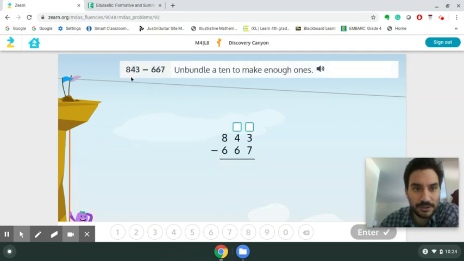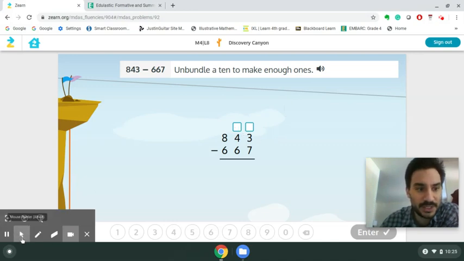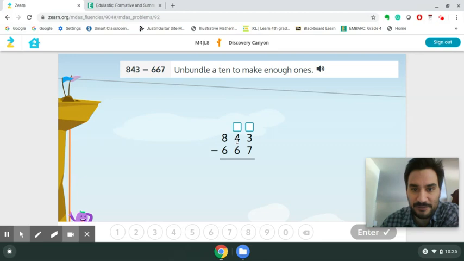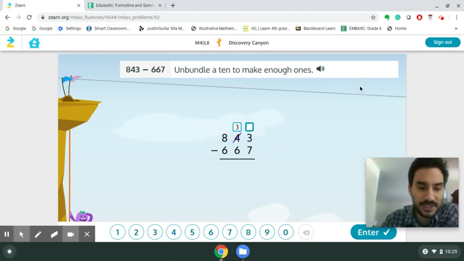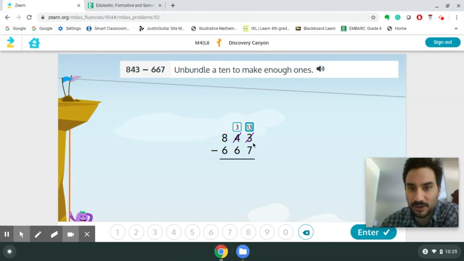So 843 minus 667, unbundle a 10 to make enough ones. The way that this works, you have to fill in these boxes before you move on. They want us to do some bundling. So I can't subtract 7 from 3. That means I have to change my 4 into a 3. Notice how I crossed it out there? And then what do I turn this 3 into? If you said 13, you are correct. Notice how I cross it out, and then it'll let me move on.